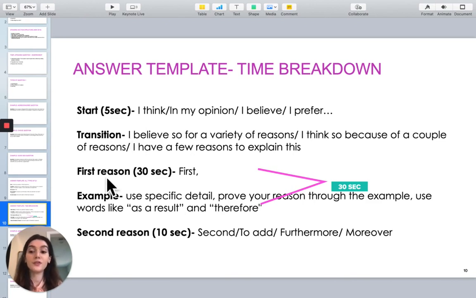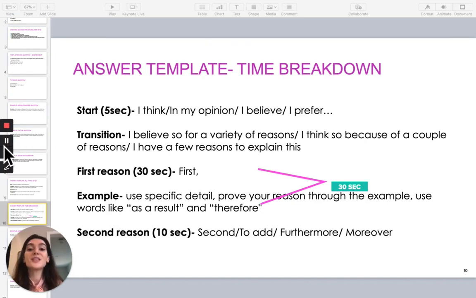Then you're going to give your first reason and first example, and here you need to spend approximately 30 seconds, okay? And the thing here is that you need to spend 30 seconds because you're going to really develop on your first reason. And we talk about topic development in the end of this training so that you know why topic development is so necessary.